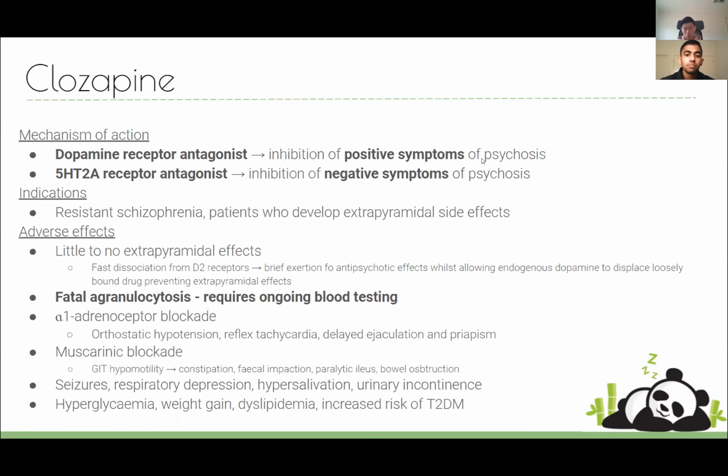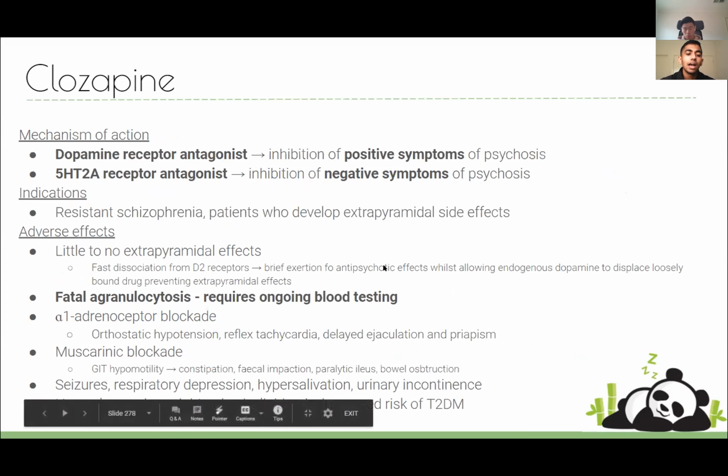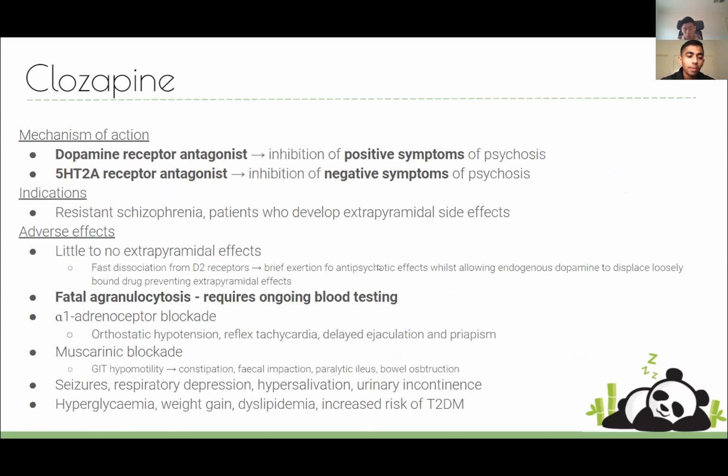Clozapine, same mechanism of action that we've been talking about, but the main adverse effect that you need to know about is that it causes fatal agranulocytosis. That's when they don't have enough of their immune cells, basically, which means that they're very susceptible to infection. So that's why we don't use it as much as the other ones. We only use it in people who have resistant or refractory schizophrenia.